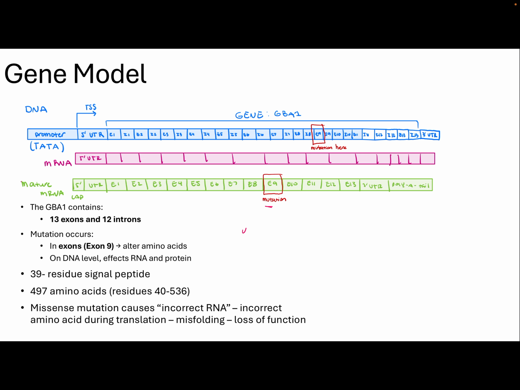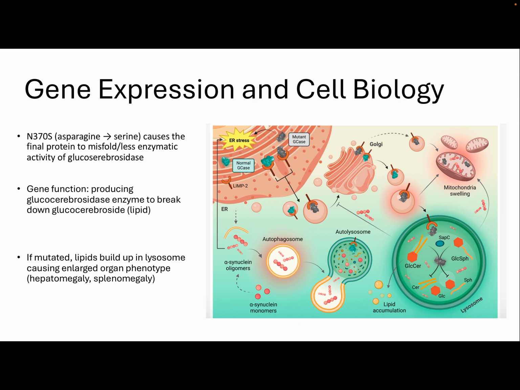and the mutation actually occurs around exon 9. And so this is where you're going to see that alteration of the amino acid and how that trickles down from the DNA to the mRNA and the mature mRNA. And since it is an exon, it's not going to be spliced. And that's why it's going to cause that mutation and have an almost like incorrect RNA. And then that's going to cause the misfolding and the loss of function.